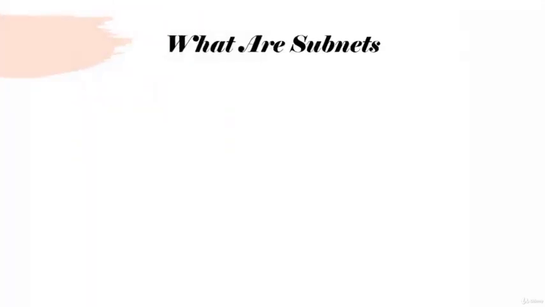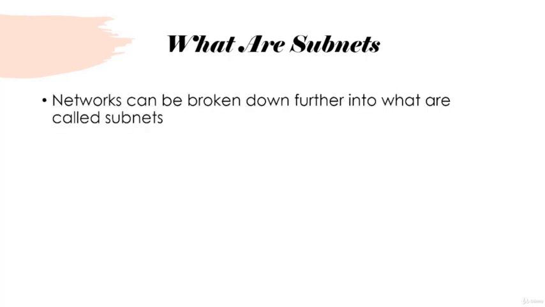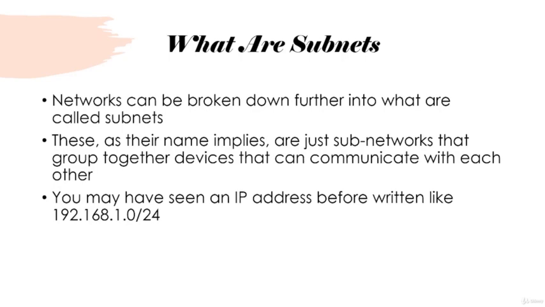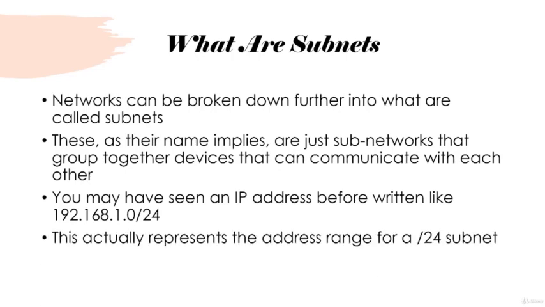So now, probably one of the bigger difficulties that people usually run into is what are subnets. Networks can be broken down further into what are known as subnets, and as the name implies, they're just sub networks that group together specific devices that can communicate with each other. Now you may have seen an IP address written like this right here with a /24 after it. Actually, it represents an address range for a /24 subnet.